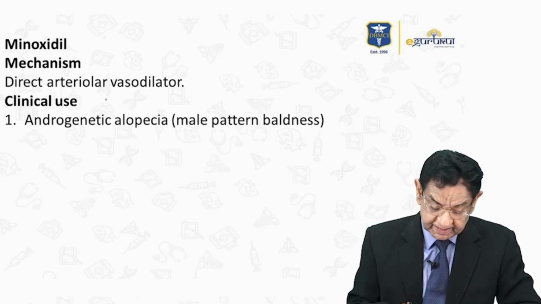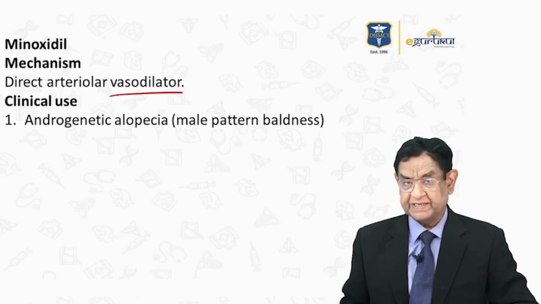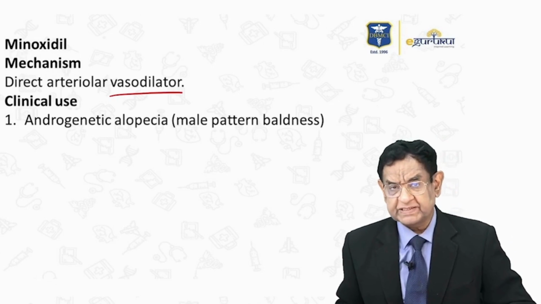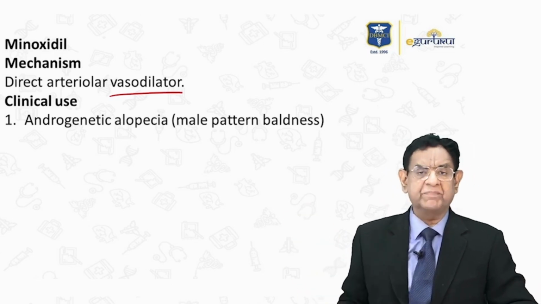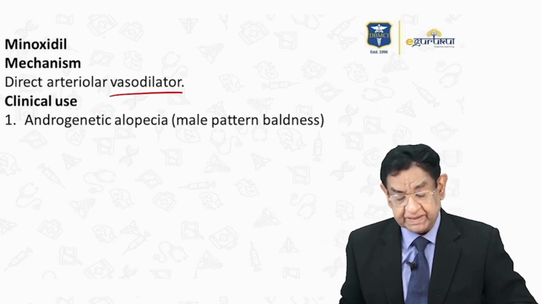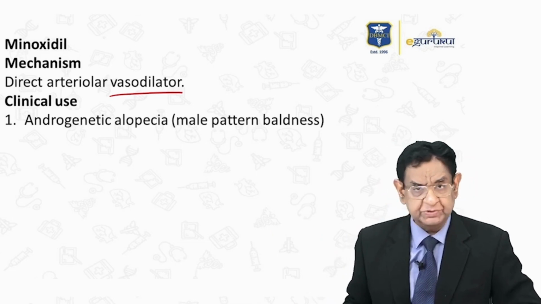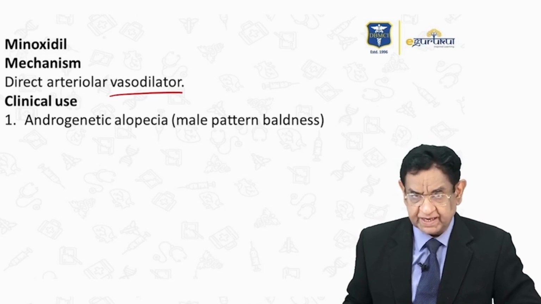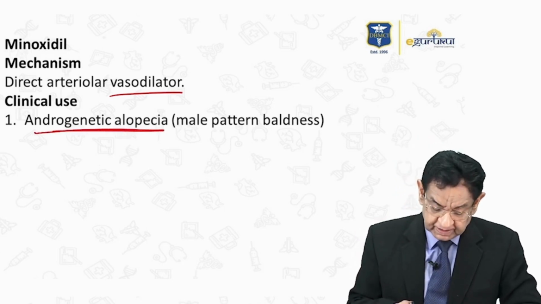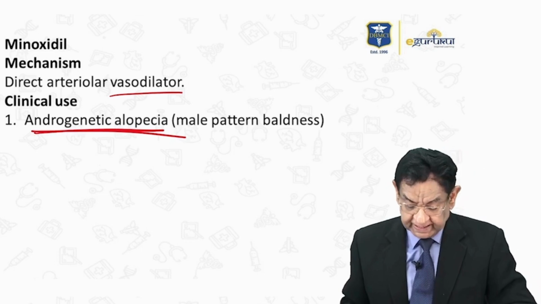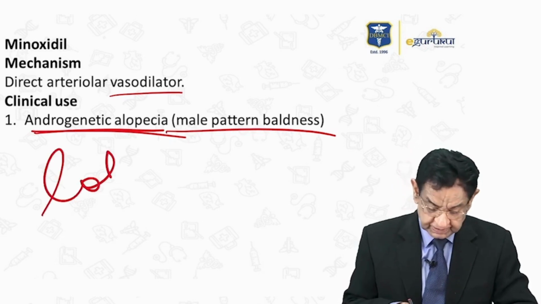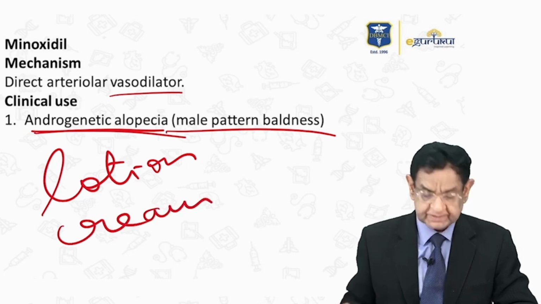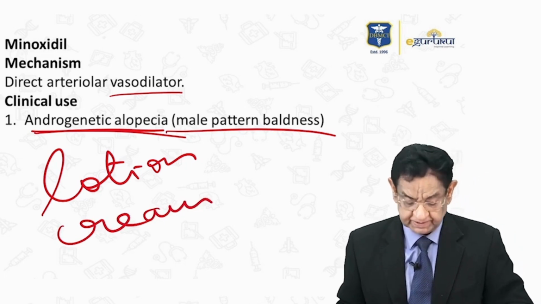Minoxidil is a direct arteriolar vasodilator. Initially, this drug was developed for hypertension, but nowadays we have many good and better antihypertensive drugs. So we don't use it as an antihypertensive drug now. We use it in androgenic alopecia, in male pattern baldness. It is used as a lotion or in the form of cream. That's the main use for minoxidil.